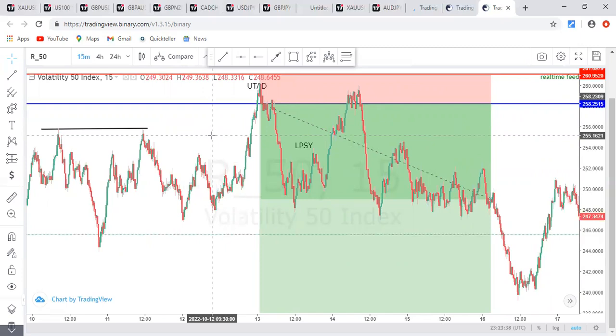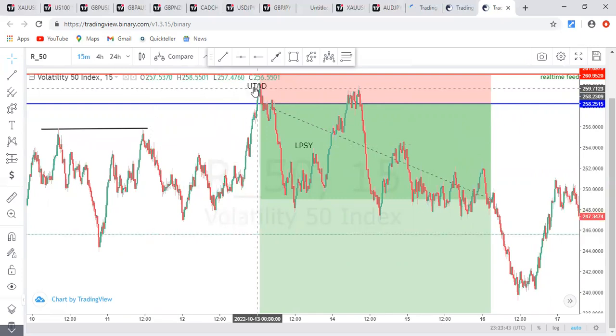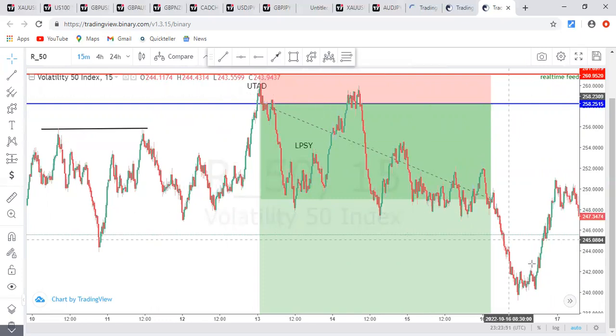That's why I like to take my trade. I tell my guys, look to take your trade at UTAD. If you locate your UTAD and you take your trade at UTAD, see, price never returned to it. Price was just coming close, but price never returned to UTAD. And it has been a very beautiful scene all the way from there to the downside.